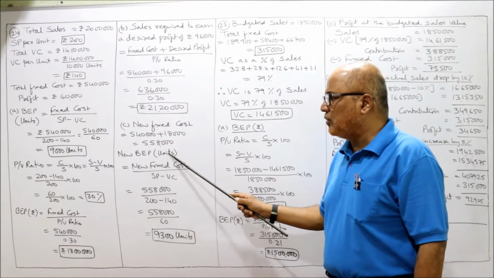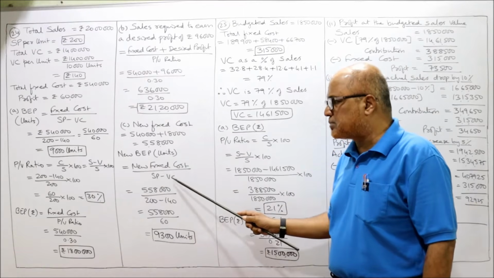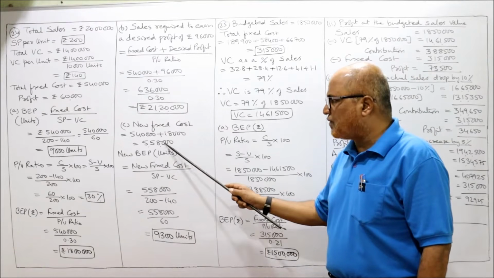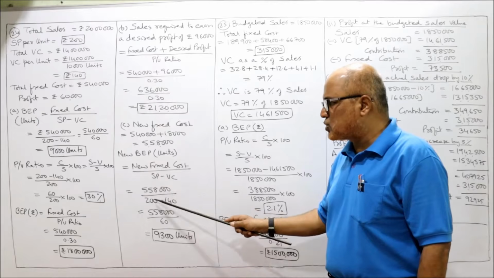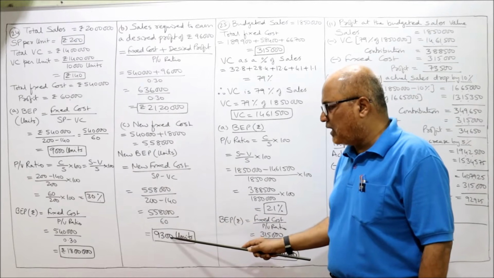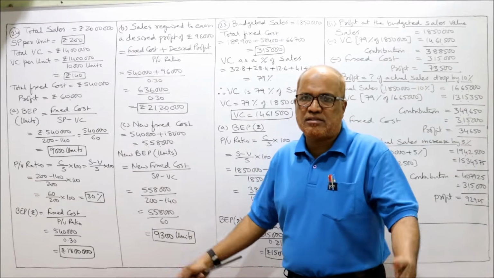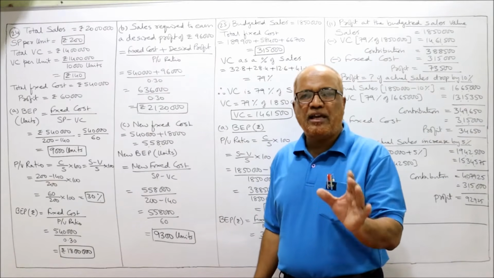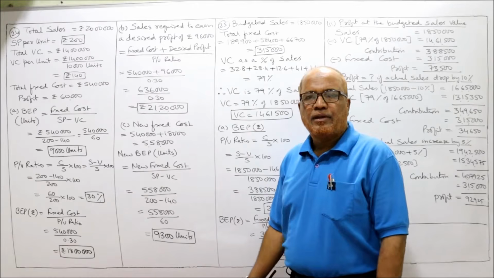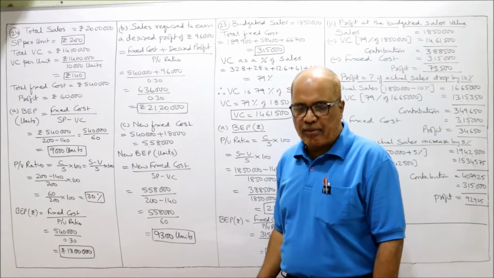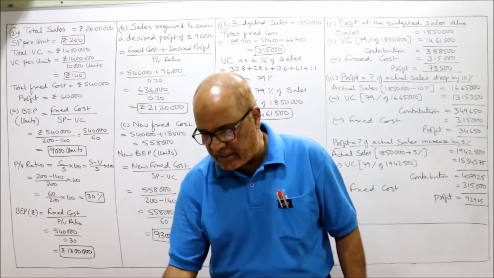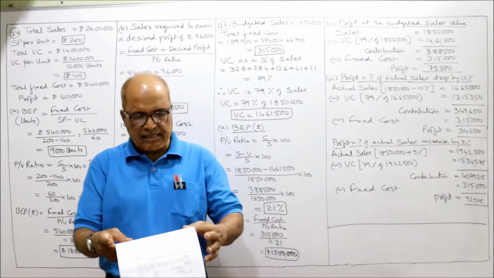Now new BEP in units is equal to new fixed cost divided by SP minus VC. New fixed cost 5,58,000, selling price 200, variable cost 140. So 9,300 is the new BEP in units. That's it. I have explained each and every point. This is the 23rd problem, 24th problem. Now I am reading out problem number 25. See carefully.